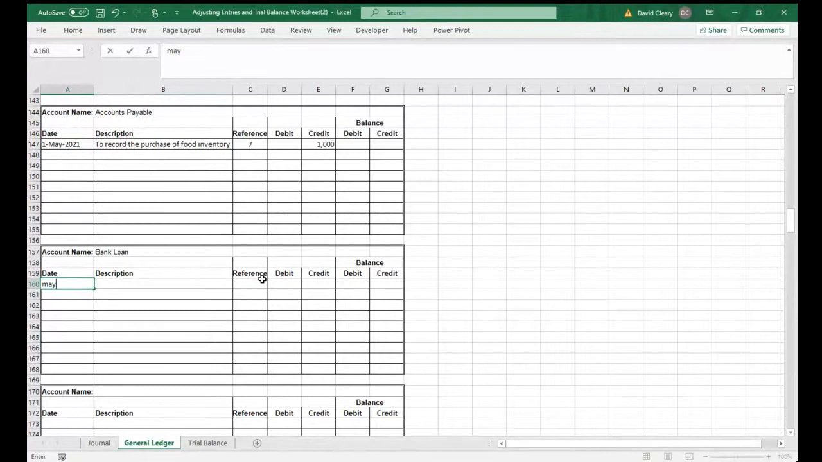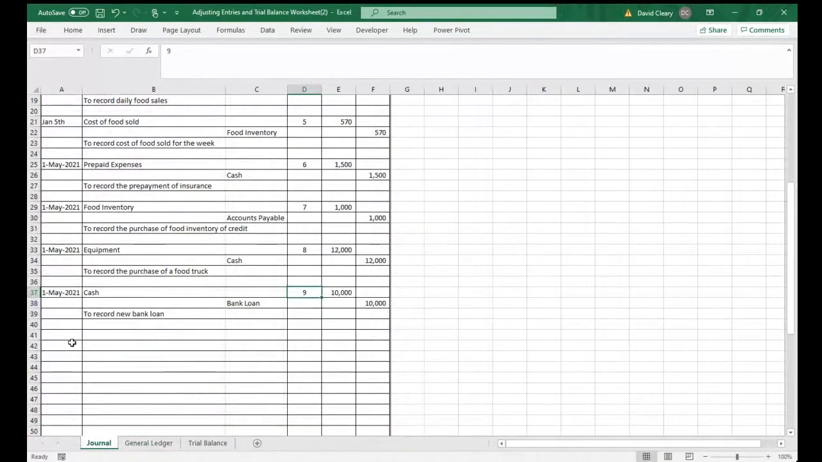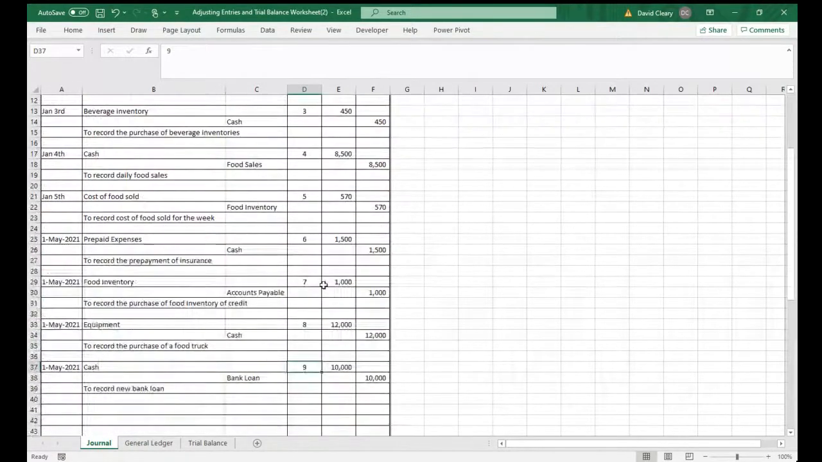Put in the date, May 1. Go. The description is to record a new bank loan. Go. Reference number was 9, and the credit was $10,000. Perfect. So now we've ledgered, or posted, all 9 transactions to the ledger. I'm going to stop sharing my screen and see if you have any questions before we continue with balances.